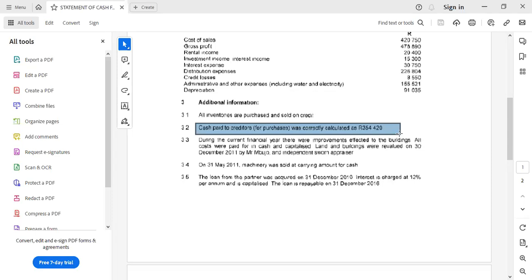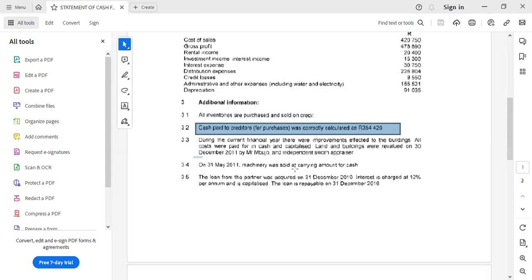Then during the current financial year, there were improvements effected to the buildings. All costs were paid for in cash and capitalized. Land and buildings were revalued on 30 December by Mr. Mbujo, an independent sole appraiser. And we know that revaluation does not involve cash. It's simply a qualified person coming and saying your building has increased in value. So when we are analyzing our cash flows from the building, we should remember that the building includes a non-cash item, which is the revaluation.